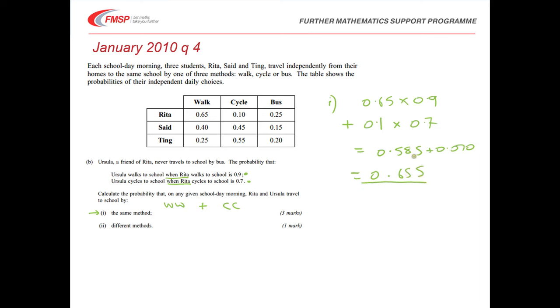Okay, and again, this is going to be worth 3 marks. So let's see how the marks are allocated. You're going to get a method mark, a B mark for assigning each probability. Again, a method mark for adding them together, and an accuracy mark for getting the correct value. Then, if they're different, well, it's basically not what we've just done. So again, we can apply the idea of absolute opposites, 1 minus all the complementary probability, 1 minus 0.655. And again, this will be a follow-through. It's only worth 1 mark, but it'll be a follow-through. So if you did mess up the previous bit, at least you'll still get some credit in the second part of the question.